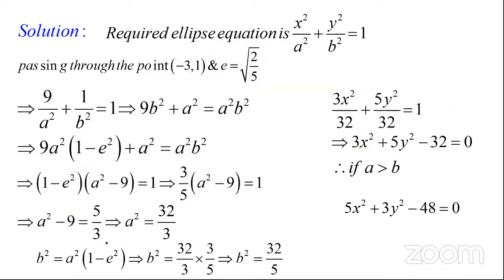If a is greater than b, what will happen? If a is less than b, what will happen? So this is the answer. I'm taking here a is greater than b. You can take a is less than b, then you will get this answer. As per the same process, the b square value may change. So option 1 is the correct one for this question.